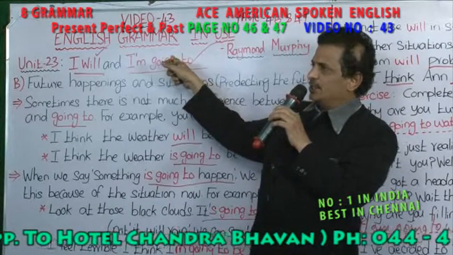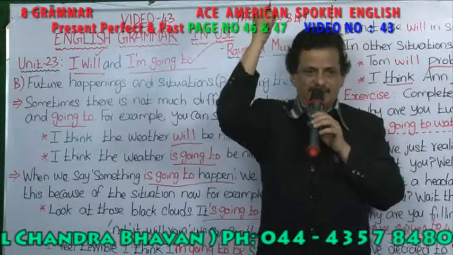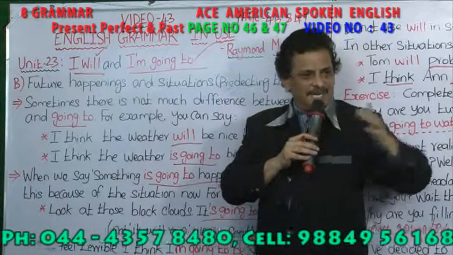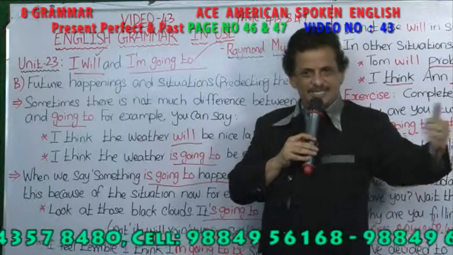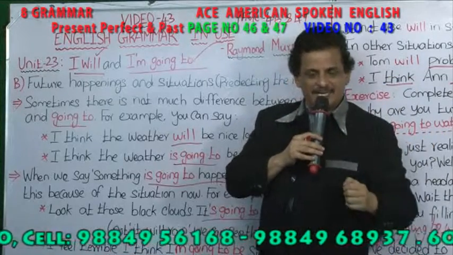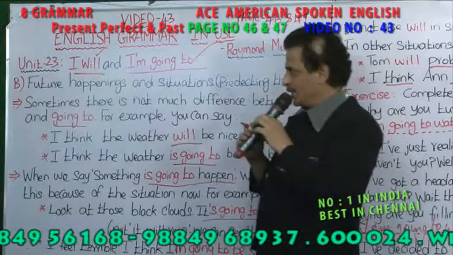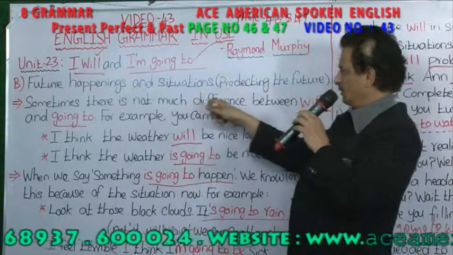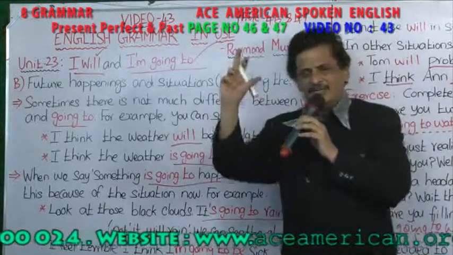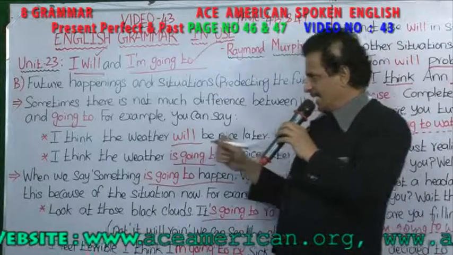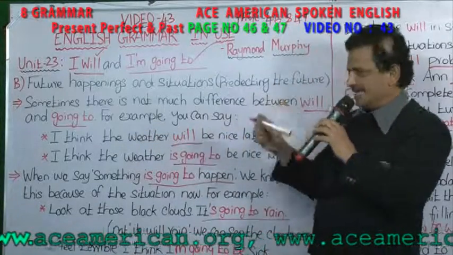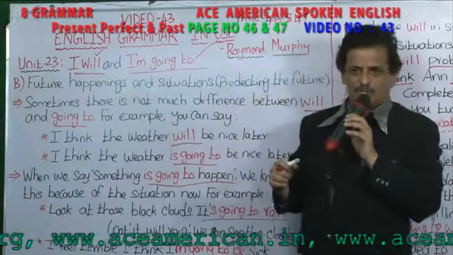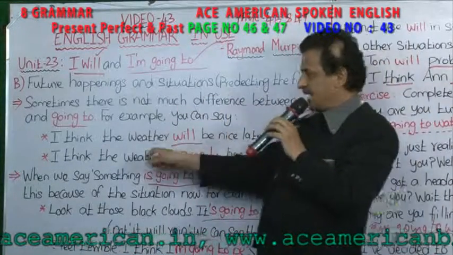ஹீ இஸ் கோயிங் டு, ஷீ இஸ் கோயிங் டு, தே ஆர் கோயிங் டு ரைட் ஐஎல்டிஎஸ் எக்ஸாம்ஸ். ஐ ஆம் கோயிங் டு லேர்ன் இங்கிலீஷ். ஏற்கனவே தீர்மானிக்கிற பொழுது கோயிங் டு பயன்படுத்திக்கிறோம். ஃபியூச்சர் ஹேப்பனிங்ஸ் அண்ட் சிச்சுவேஷன் ப்ரெடிக்டிங் த ஃபியூச்சர். சில நேரத்தில் வில்லும் கோயிங் டுவும் பெரிய வித்தியாசங்கள் இல்லை. ஐ திங்க் தி வெதர் வில் பி நைஸ் லேட்டர், நான் நினைக்கிறேன் சீதோஷண நிலைமை கொஞ்சம் நேரம் கழிந்து நன்றாக இருக்கும். அதே மாதிரி ஐ திங்க் த வெதர் இஸ் கோயிங் டு பி நைஸ் லேட்டர்.